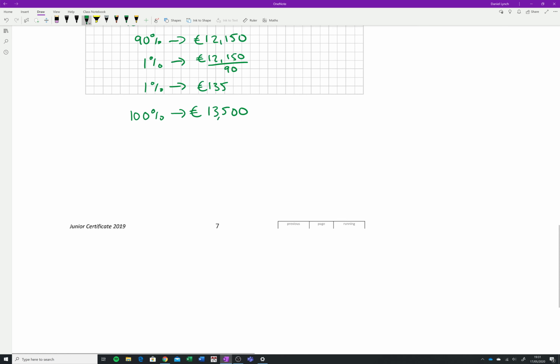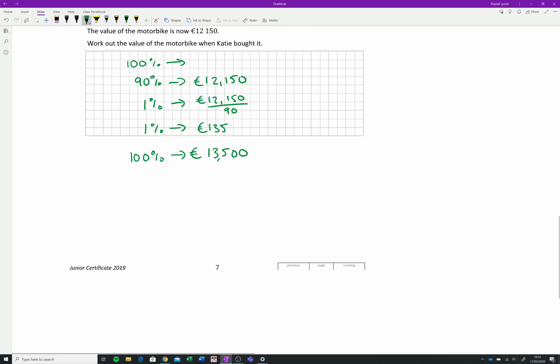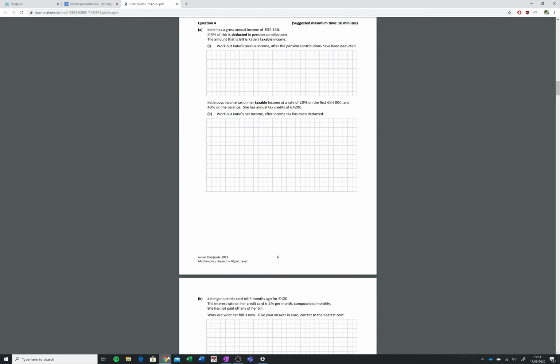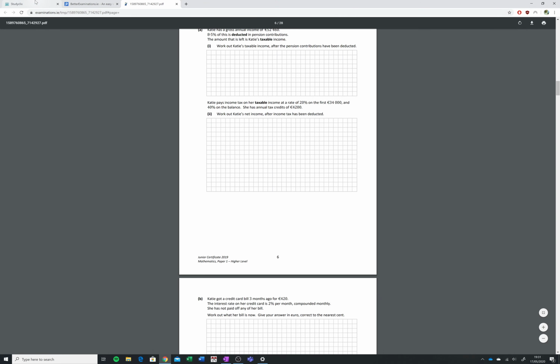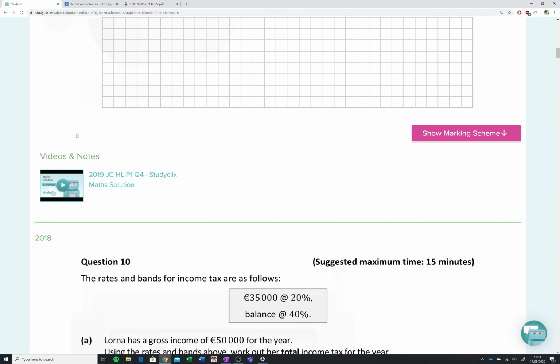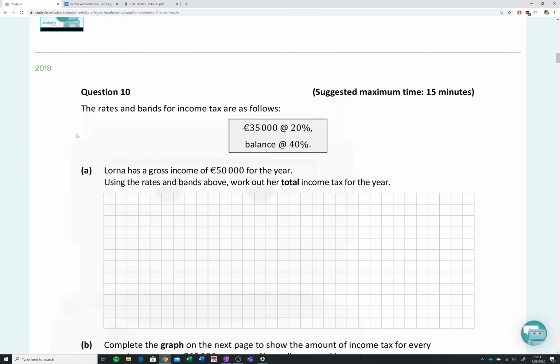Okay, so that's just a little bit there on tax, and how the tax system works. So what I would like you to try out is a question. I think it's from 2018, if I'm not mistaken. They've got a good one for you to give a little shot on. There you go, 2018, question 10. It's paper 1, I would strongly suspect. So if you could do that for me, that would be great.